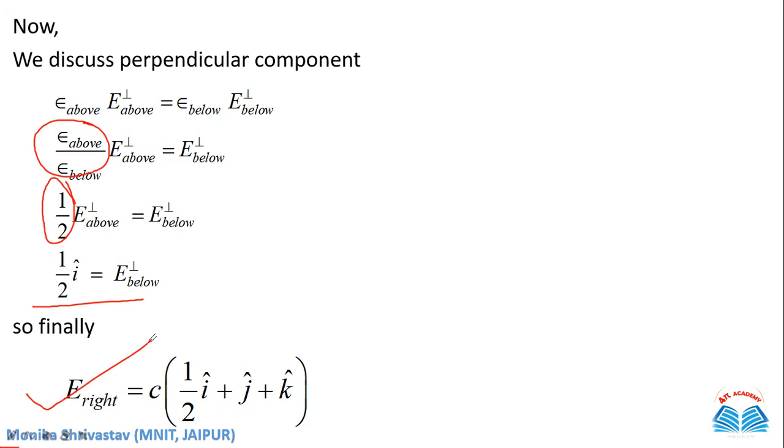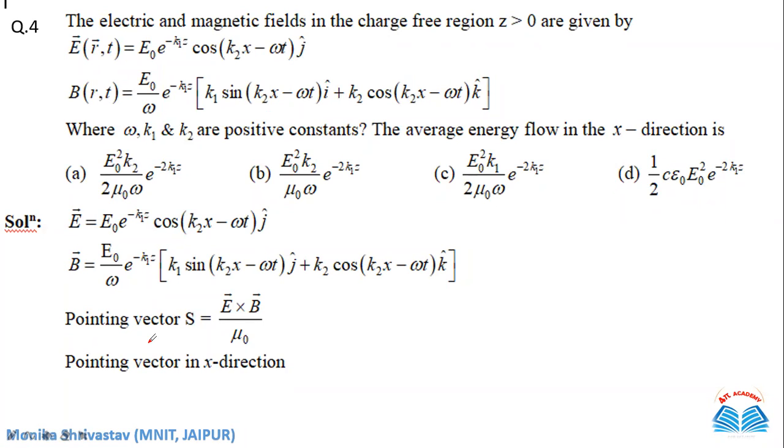This is the easiest question we can do. Nothing much was done in this question. So these types of questions are coming. The next one: the electric and magnetic fields in the charge free region z greater than 0 are given by E(r,t) equals E naught exponential minus K1 z cos(K2 x minus omega t) j cap, and B(r,t) equals E naught over omega exponential minus K1 z [K1 sin(K2 x minus omega t) i cap plus K2 cos(K2 x minus omega t) k cap], where omega, K1 and K2 are positive constants. The average energy flow in the x direction. Average energy flow means we solve the Poynting vector.